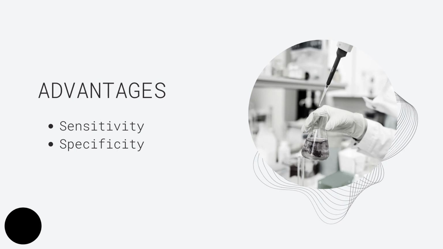The second advantage is specificity. The specificity of the Western blot technique is due to two major reasons. Number one is gel electrophoresis, as it sorts the sample based on various criteria such as size, charge, and conformation. And number two is the specificity of the antigen-antibody interactions.